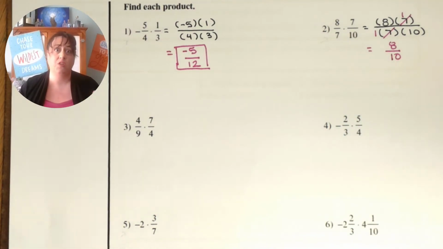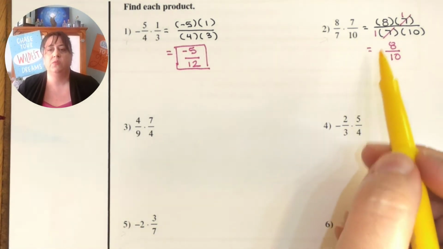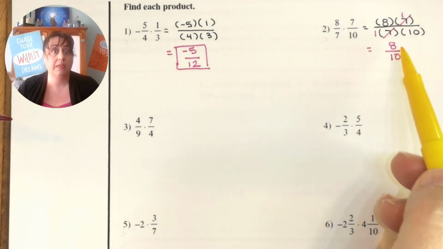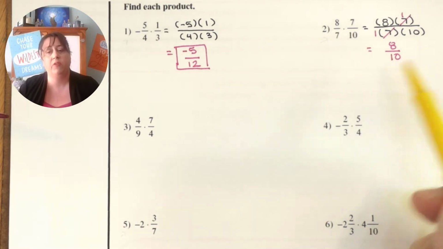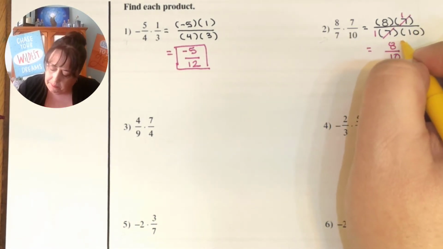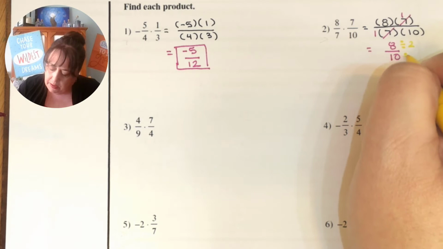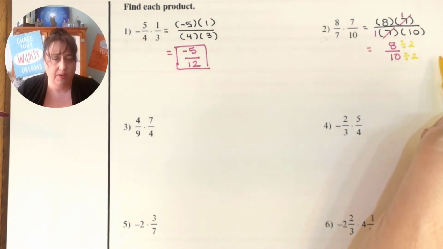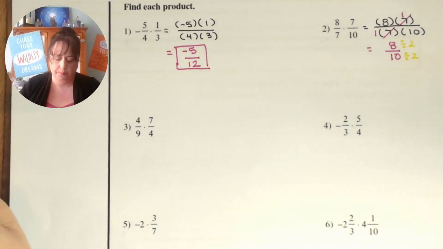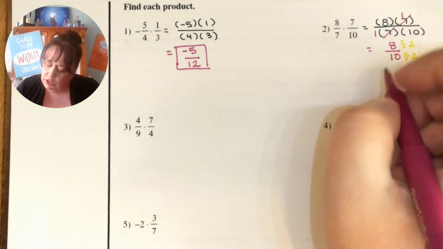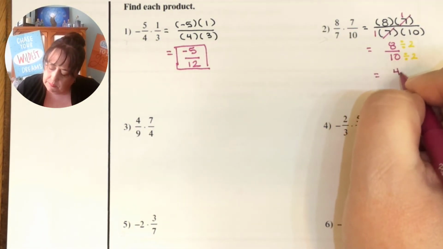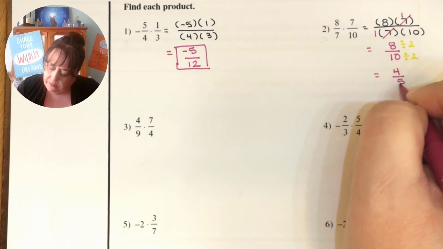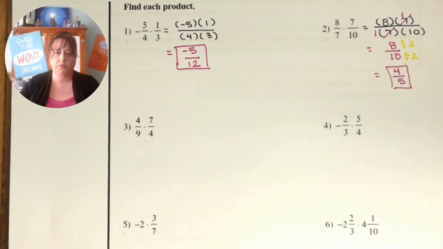Now I could have done some more reducing right here, but I also want to show you the other way to reduce. The other way to reduce is when you get to here, you realize, oh, 8 and 10 have a common factor of 2. So I can divide top and bottom by 2. This is really like dividing by 1, right? 2 over 2 is 1. And so 8 divided by 2 is 4, and 10 divided by 2 is 5. So your answer is 4/5.